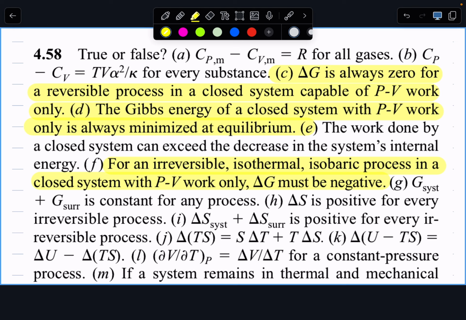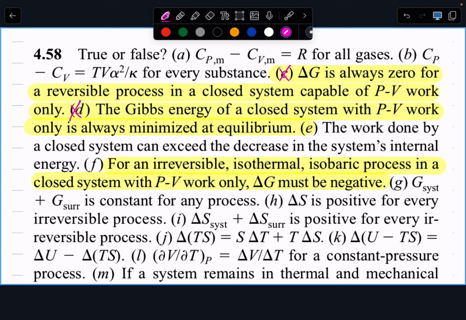So you write down the figure, you find out what the question is saying, and on this diagram you try to find whether it is true. And it's not. It's missing a condition. Next up: the Gibbs energy of a closed system with PV work only is always minimized at equilibrium. The Gibbs energy, that's our y-axis, is minimized at equilibrium, but again, it didn't specify constant T and P.